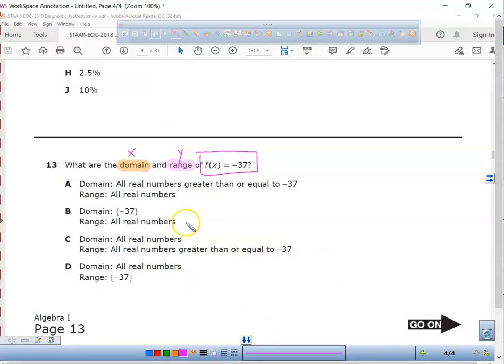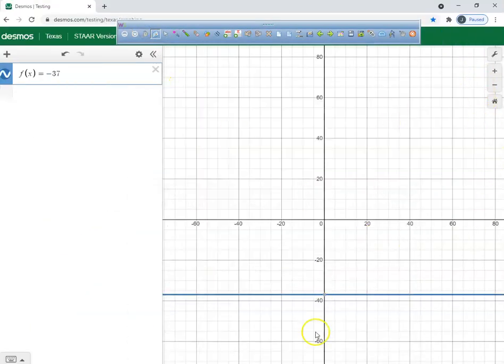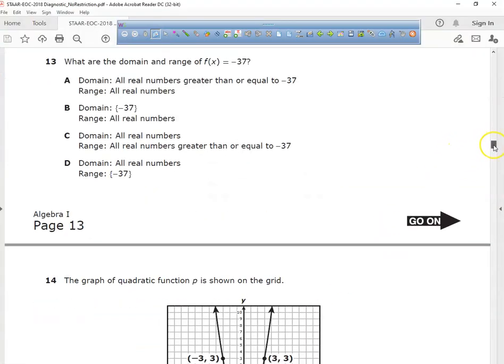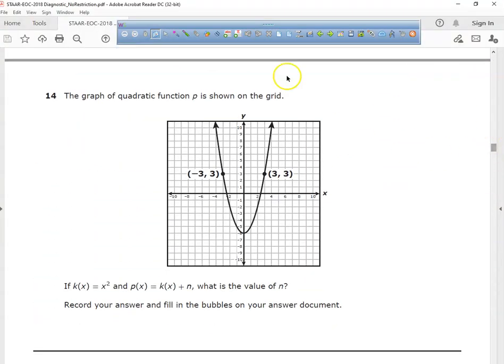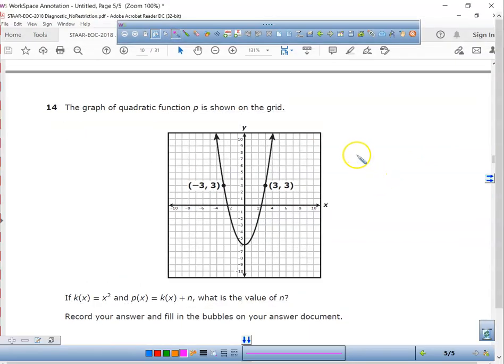All right? The domain is all real numbers. Right there. That's the domain. And what's the range? What was the only number for the range? What was the only y value? Negative 37. That's why the answer is D. All right, moving on. Okay. All right, here's what I want you guys to do.